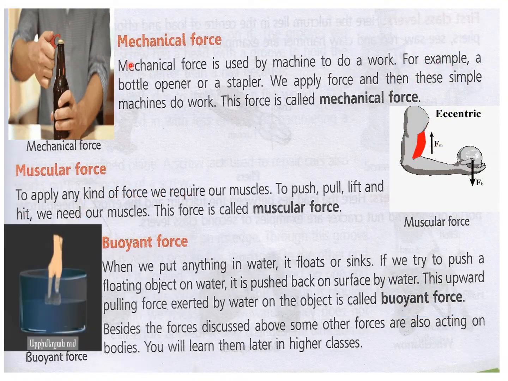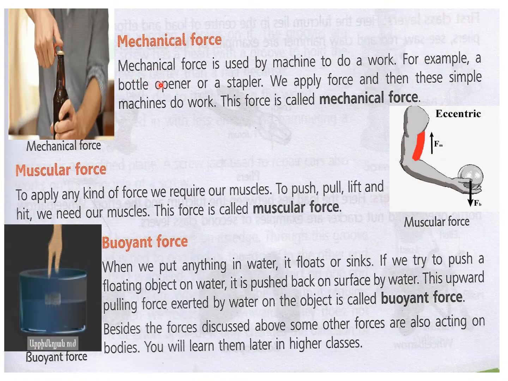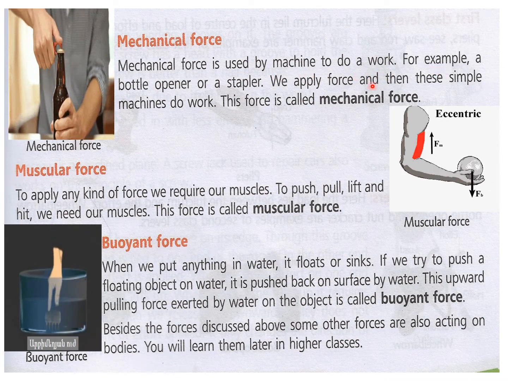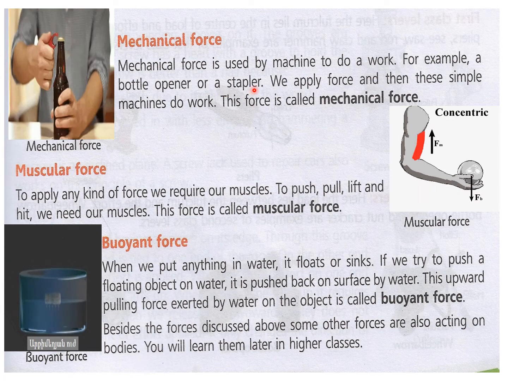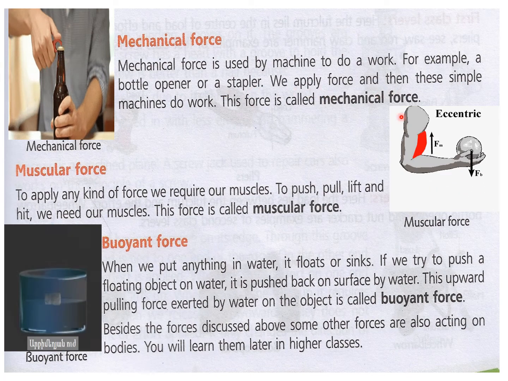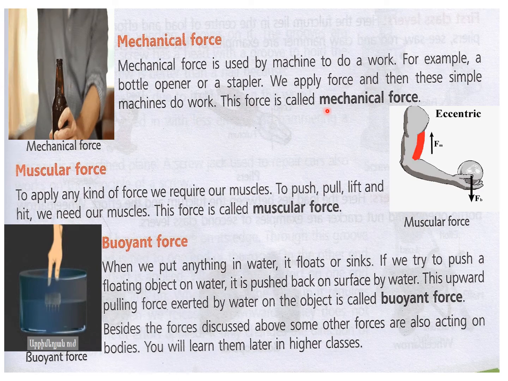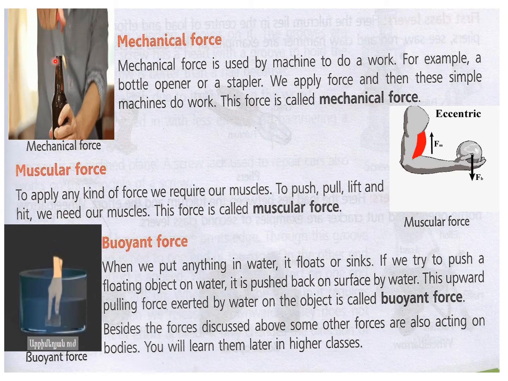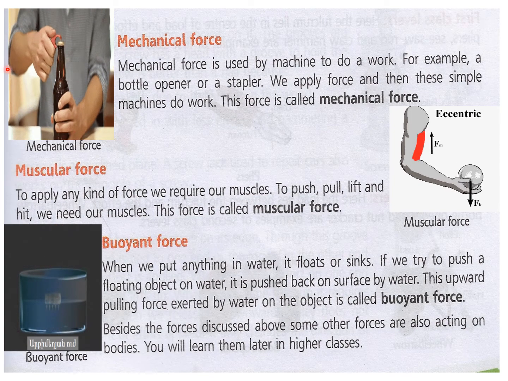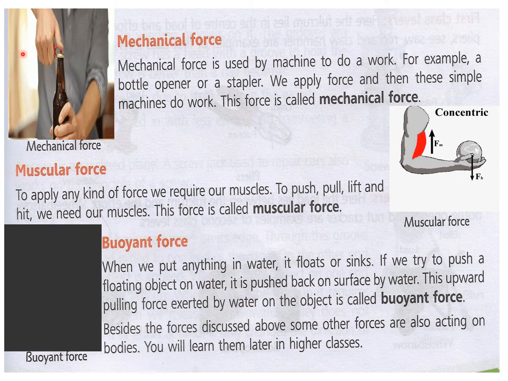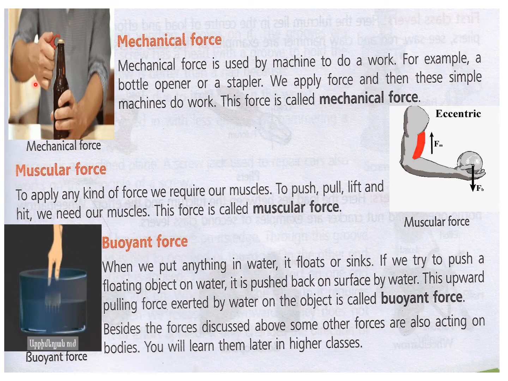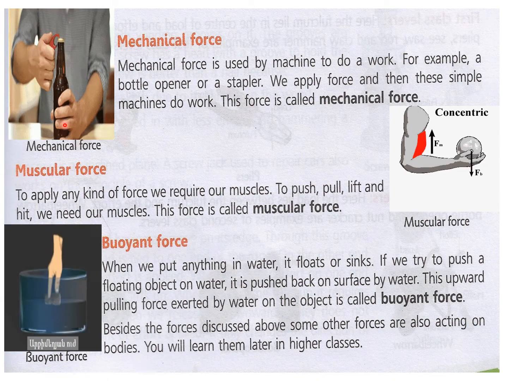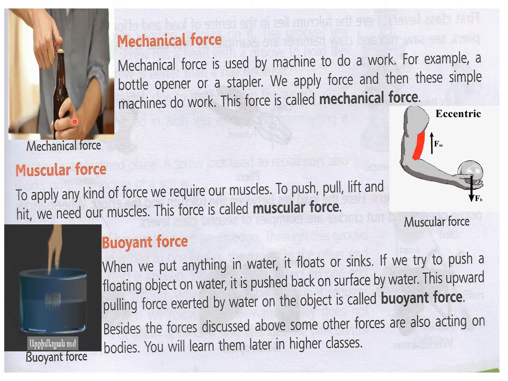Now the next type of force is mechanical force. Mechanical force is used by a machine to do work. For example, a bottle opener or a stapler. We apply force and then these simple machines do the work. This is called mechanical force. The machine is doing the work, but we have to apply force with our hand, or our legs, or our body. Just like with a bicycle, we put the pedals in motion with the help of our legs. So that is mechanical force.